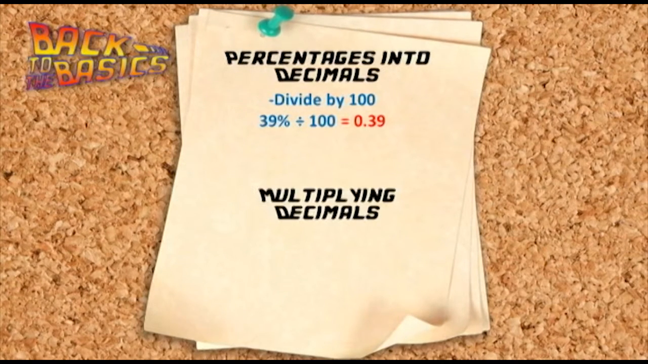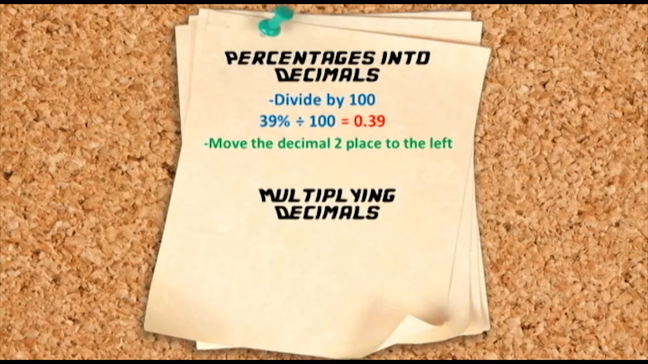The other method, which is a great shortcut, because we're dividing by 100, that's two decimal places. So you just need to move the decimal two places to the left. You can observe that above by looking at 39% and 0.39. They're very similar, it's just a placement of the decimal.